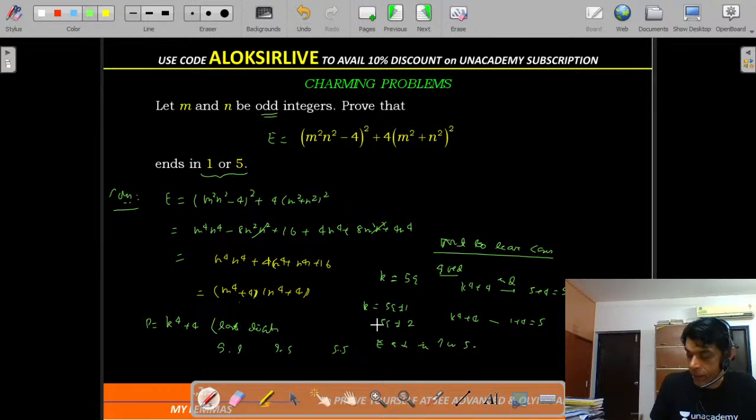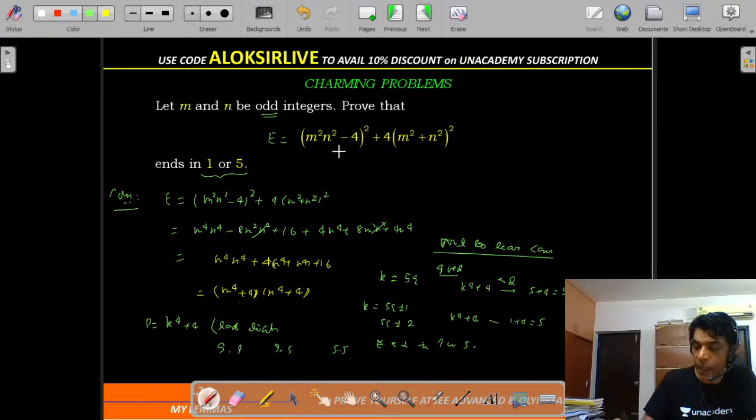So is that clear? They only said that it is odd integers and to prove that it ends in 1 or 5. So it's pretty much case work, that after a while you have to do the case work and you can get to it, that okay, this case work works. I hope this is clear.